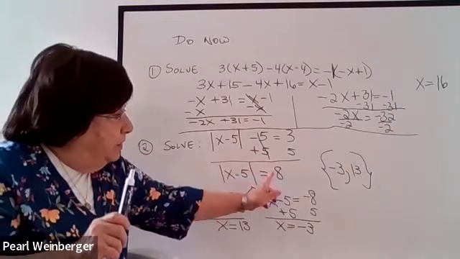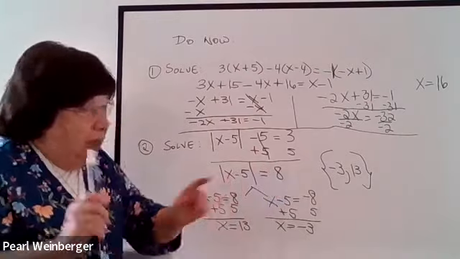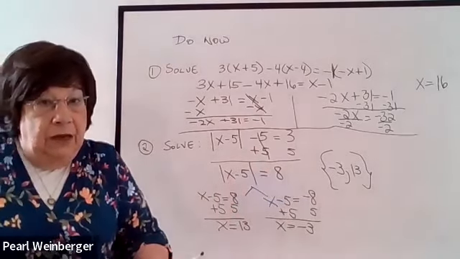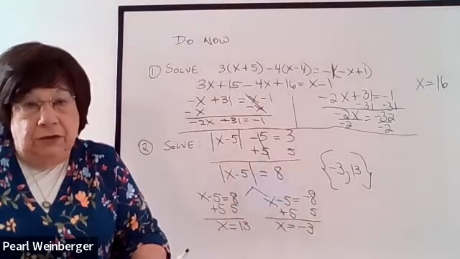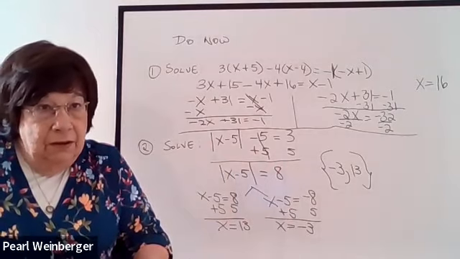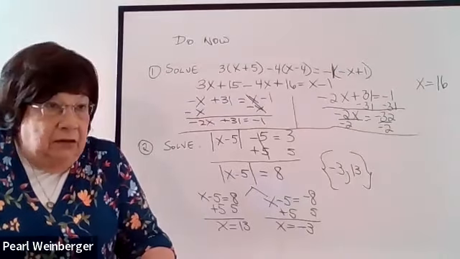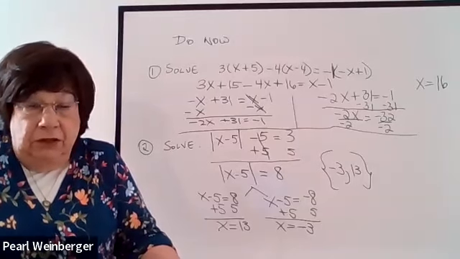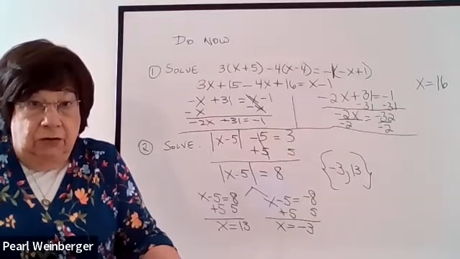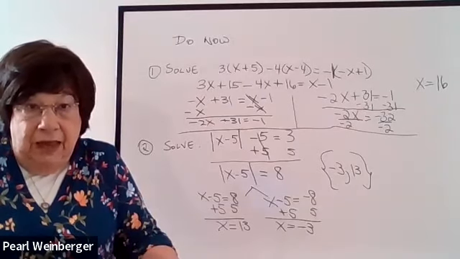But remember, if this was negative, you couldn't do that because it can't be negative to start out with. It has to be positive to start out with. So if it was X minus 5 equals negative 8, we couldn't make it a positive. No, because that's a false statement. The absolute value of something can't be negative 8. Because when you take the absolute value, it's always going to be positive.